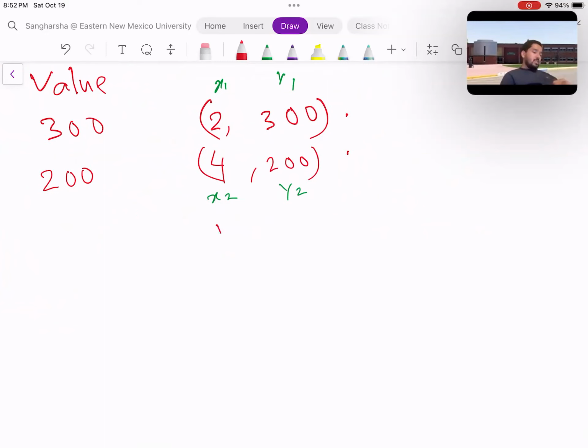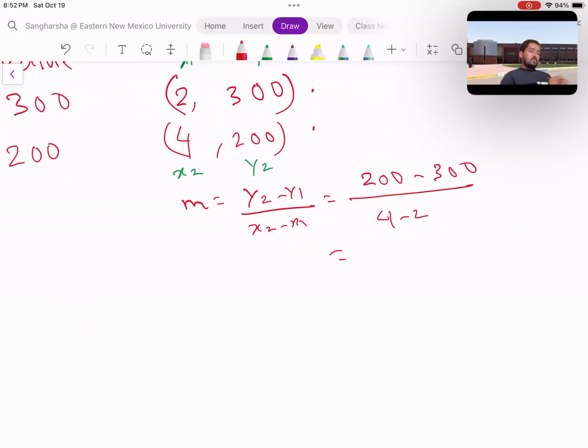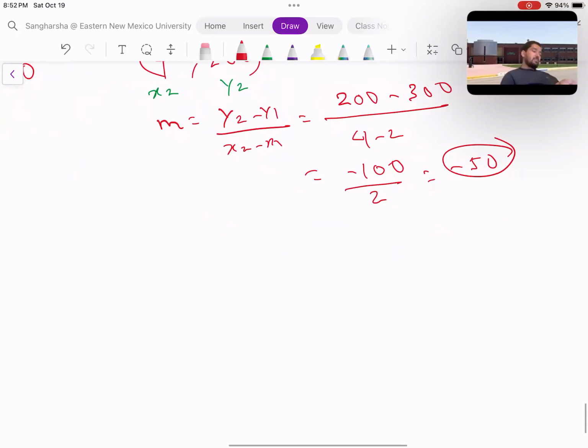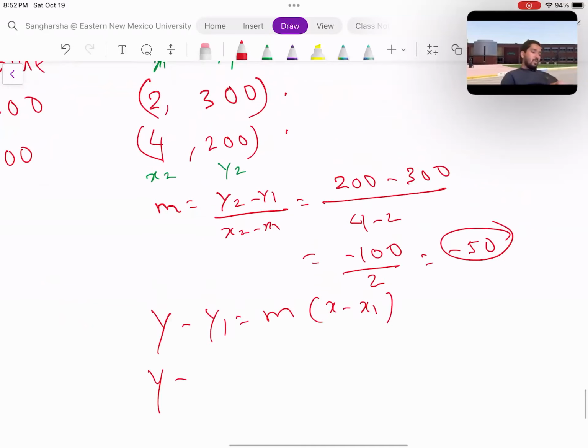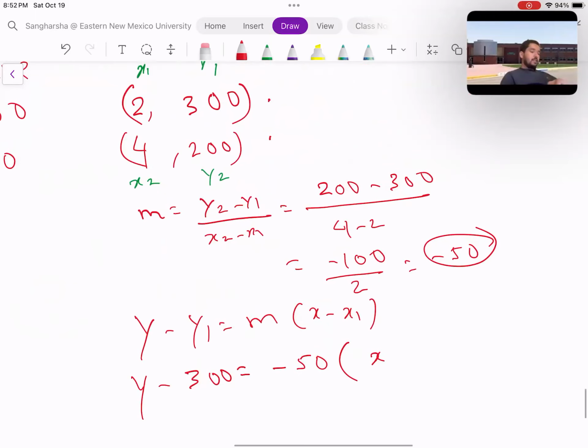To find the equation, we need a slope m. Slope is y2 minus y1 divided by x2 minus x1. Y2 is 200 minus 300, x2 is 4 minus 2. We have 200 minus 300, which is minus 100, divided by 2. This is minus 50. Slope is minus 50. Now we find the equation: y minus y1 equals m times x minus x1. So y minus 300 equals negative 50 times x minus 2.